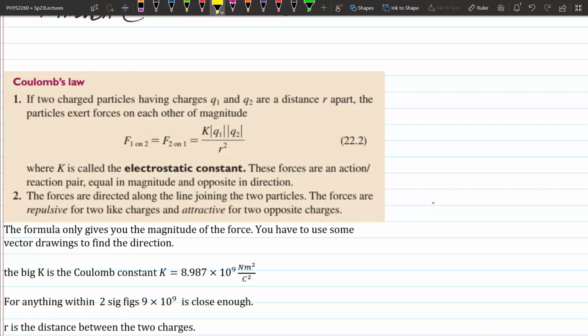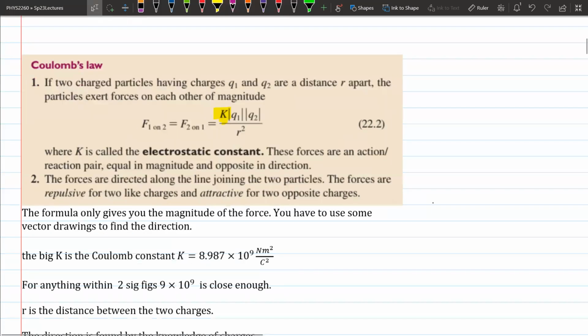And he came up with this constant, K, to signify the conversion factor between charge and force. In fact, I think his measurement of this was within about 5% of what we have today. So it's a pretty good measurement even back then, considering he probably had to build this little glass tube. So this K constant is 8.987 times 10 to the 9. So it's a pretty big number.